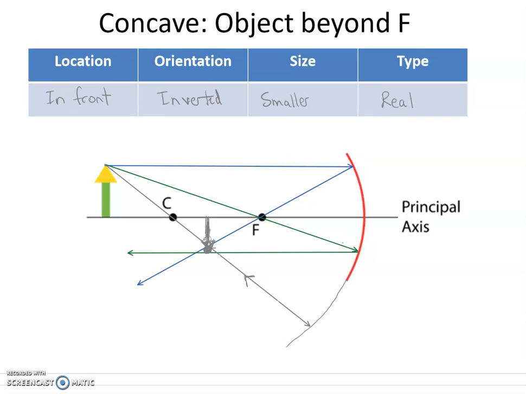So you'll notice that my slide says that this is for an object beyond F. It actually is for an object beyond C. We're going to see what happens when it's between F and C in the next slide. So let's go ahead and apply the same thing now in the next case.